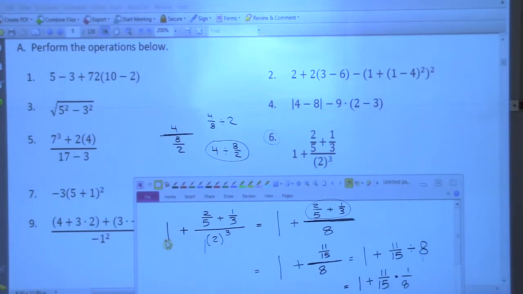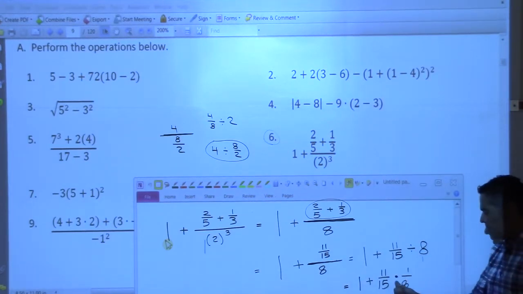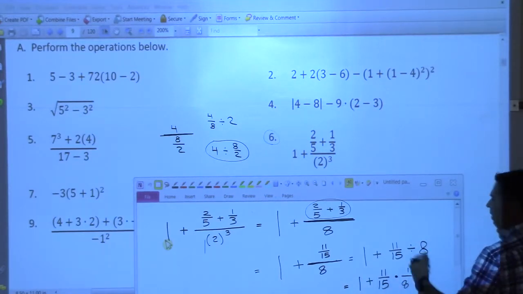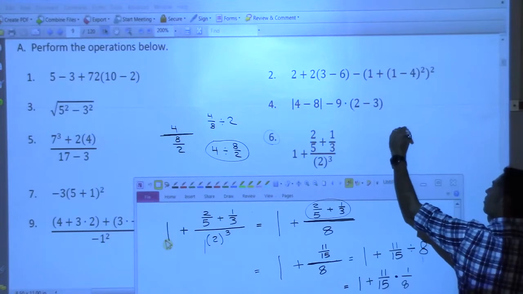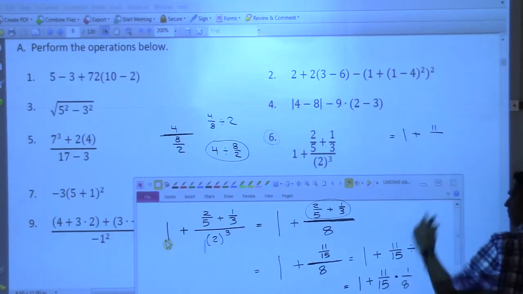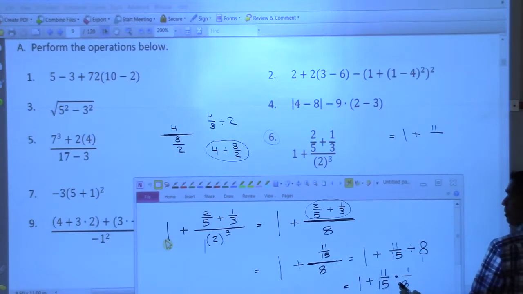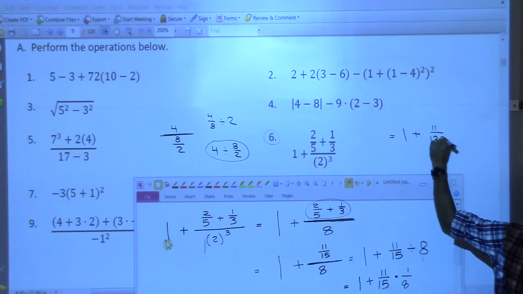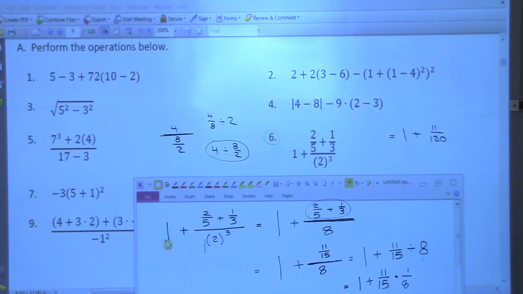And how do you multiply fractions? Because that's our next step, right? We have multiplication, there's addition, so we do this first. Yeah, so I'm going to have to move this up here. It's going to be equals 1 plus 11 over 40, 120. It's kind of a messy problem, huh? Lots of room for mistakes here.